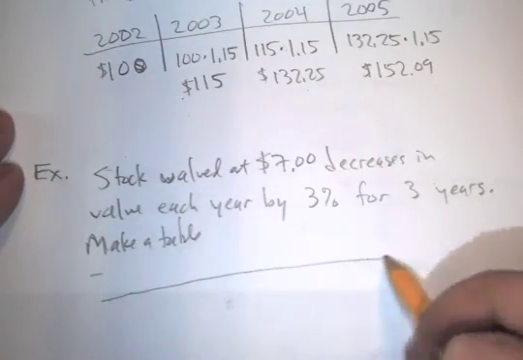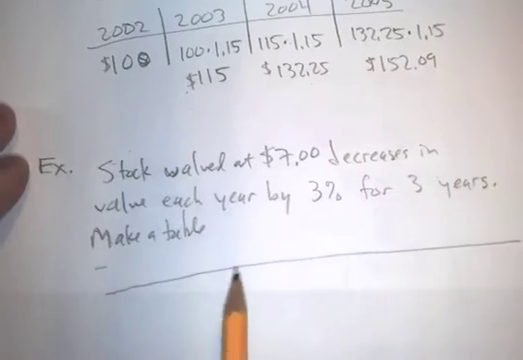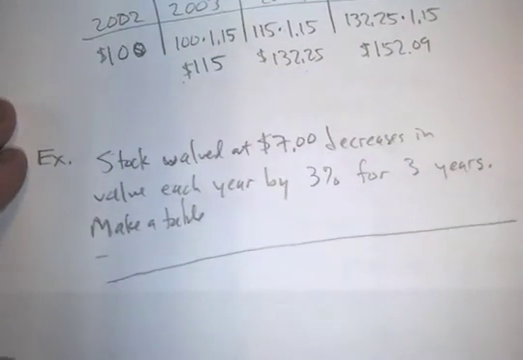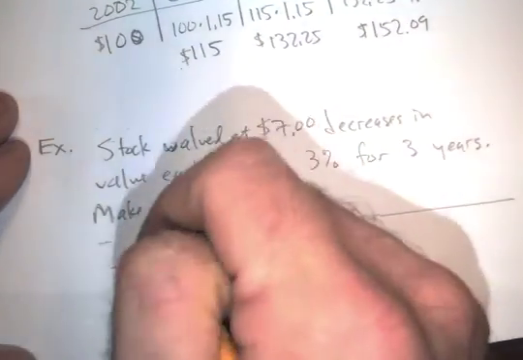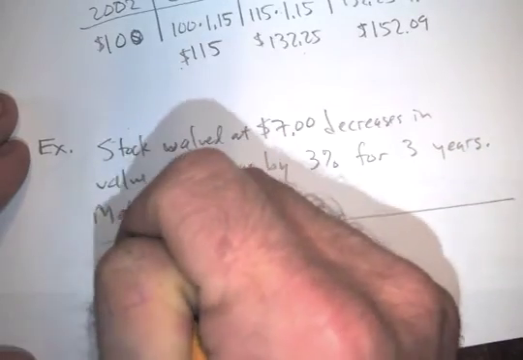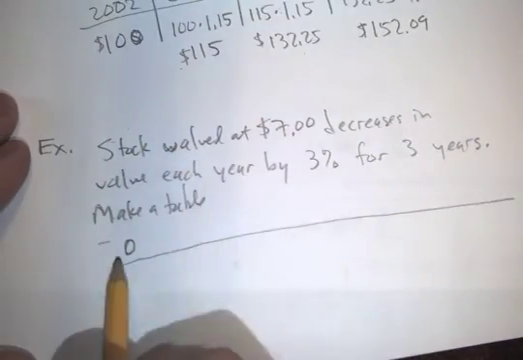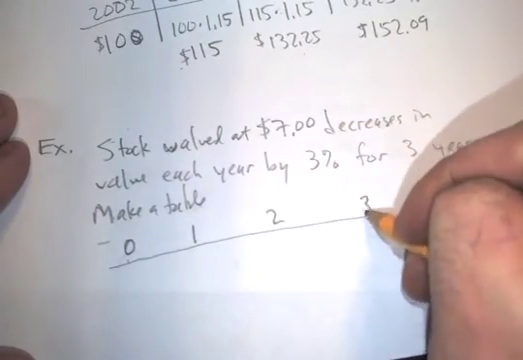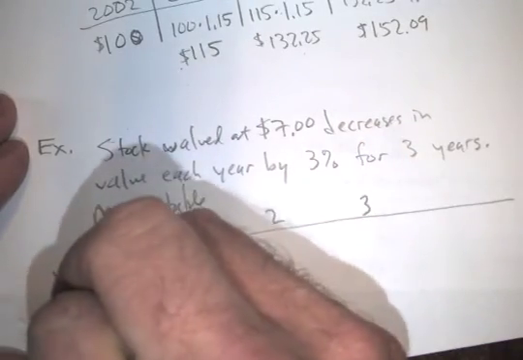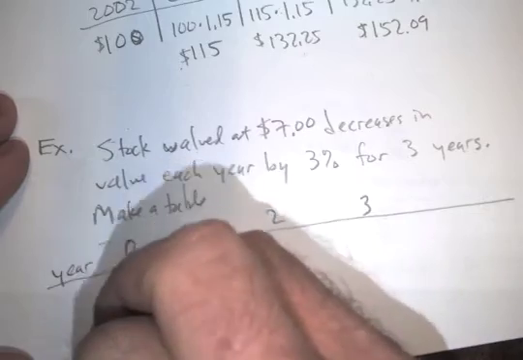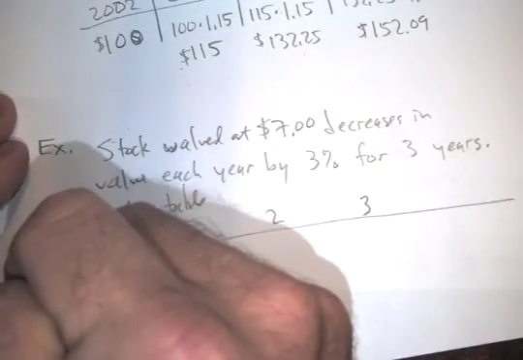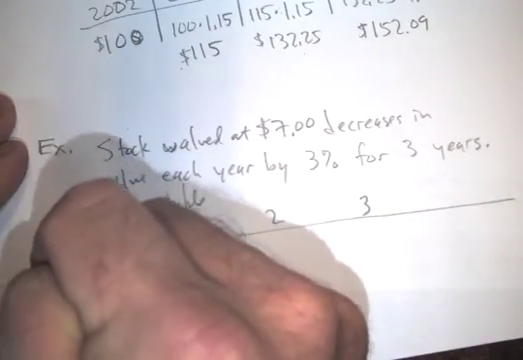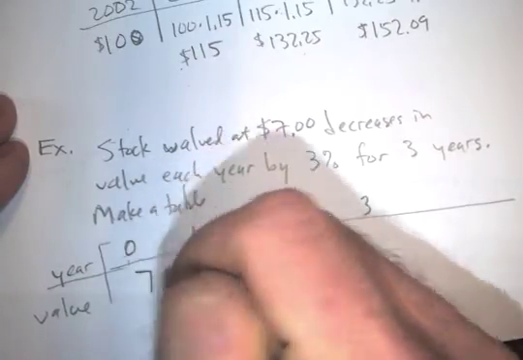Some of the problems, like the first 4 problems, I think say make a table. After that, you don't have to make a table, but you do for the first 4. So for the year, do start at 0. The starting year actually will be 0 on these. Then 1, 2, 3. It's a year. And then whatever the value of the stock. It was $7 to start.